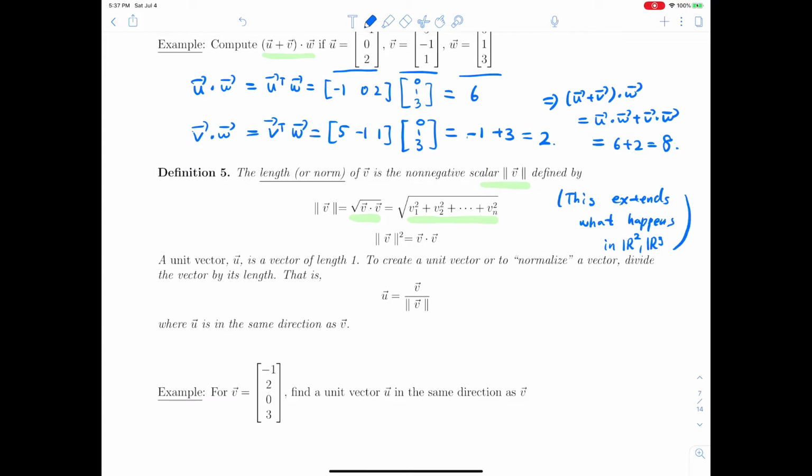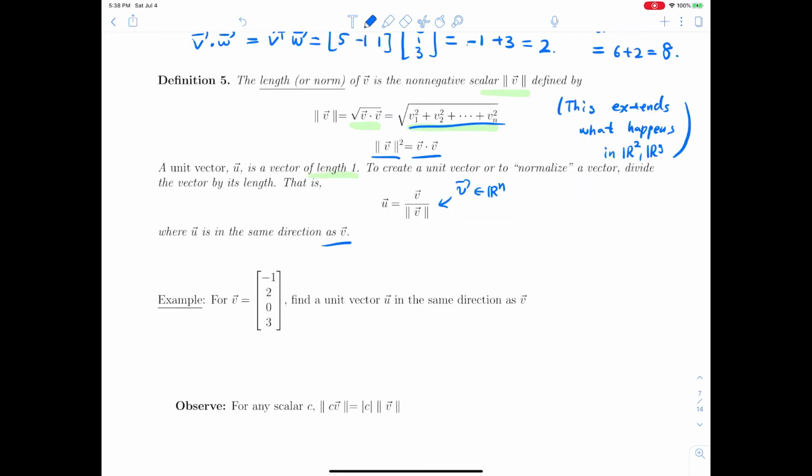The magnitude of a vector is the same as the square root of the squares of each entry, and this is exactly what that is. And if you square both sides, then we get the magnitude squared equals v dot v, and a unit vector u is a vector whose length equals 1. For any given vector v in Rn, if you divide by its magnitude, then you get a unit vector in the same direction as v.